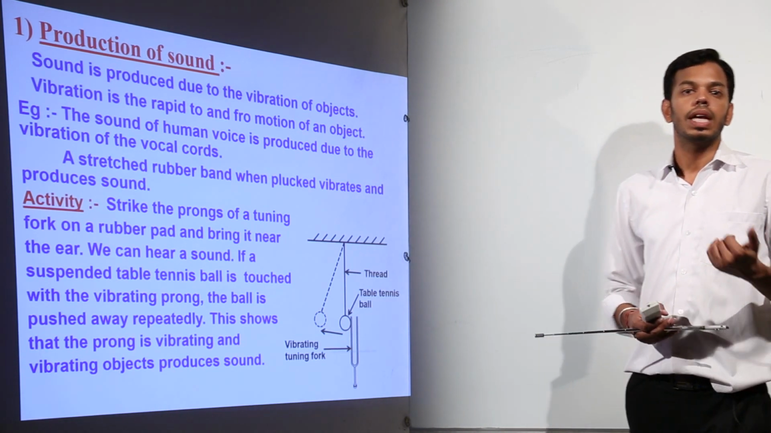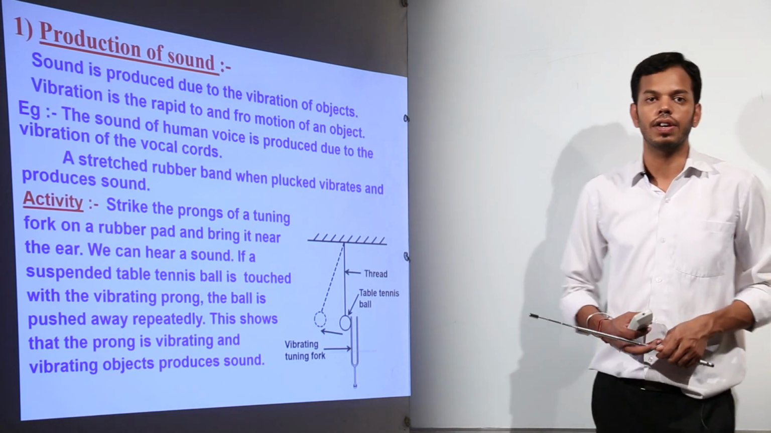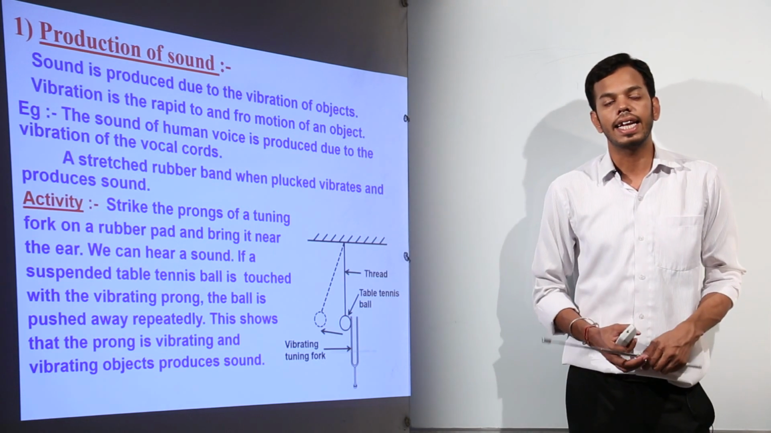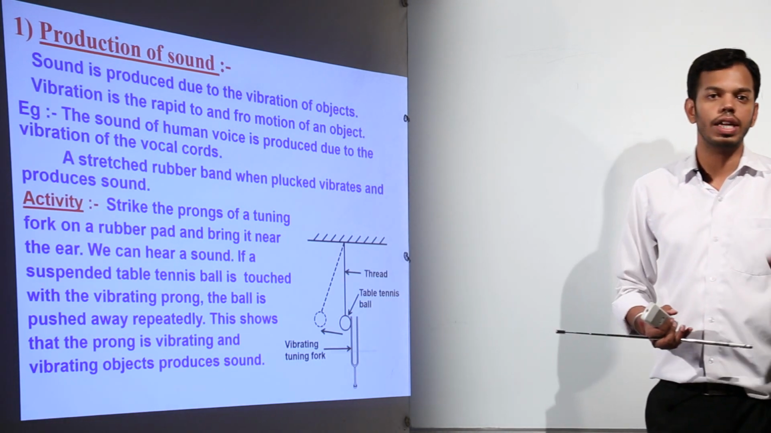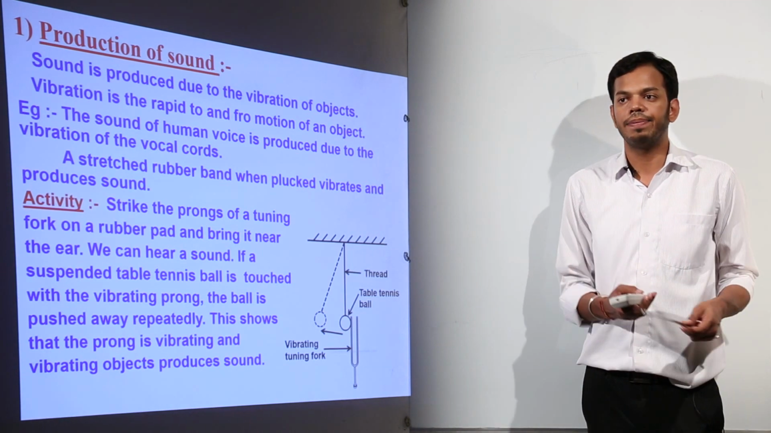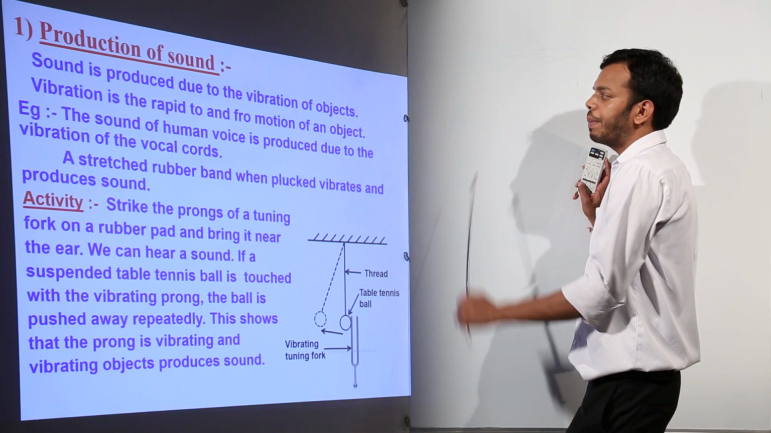For example, light to sound, then mechanical to sound, and a lot of stuff. For electrical energy to sound, this is the most common example you can relate with, like loudspeakers, microphones. Sound to electrical and electrical to sound conversions you can easily watch in everyday life. Now sound is produced due to vibration of objects.